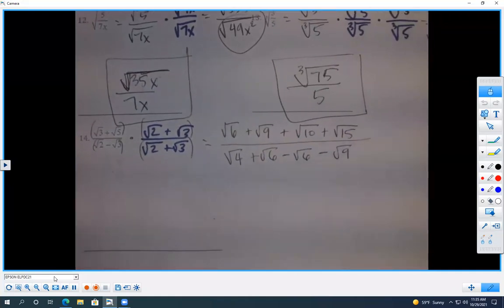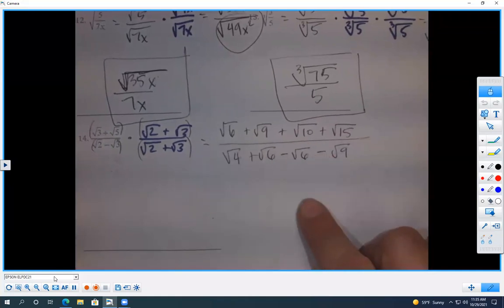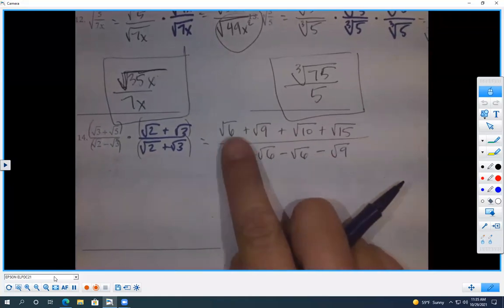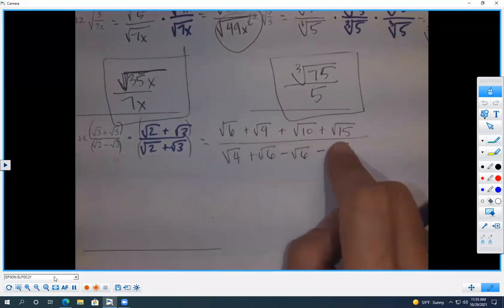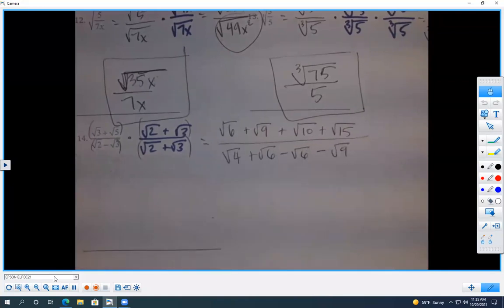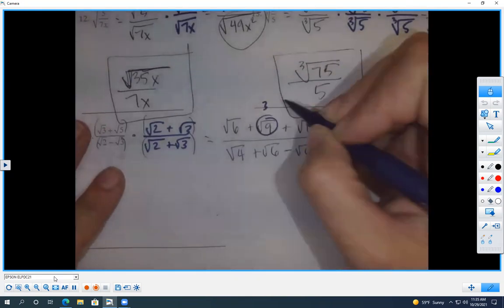And then you check on the top, check on the bottom, see what you can simplify. On top, square root of 6, square root of 9, square root of 10, square root of 15. Can you put any of those together on top? No. Can you simplify any of them? Yes. Yeah, square root of 9 is 3.